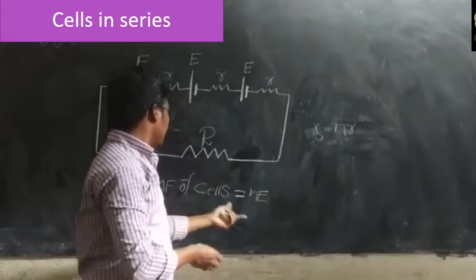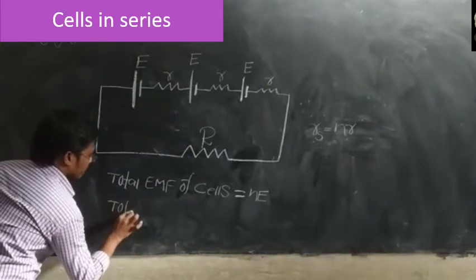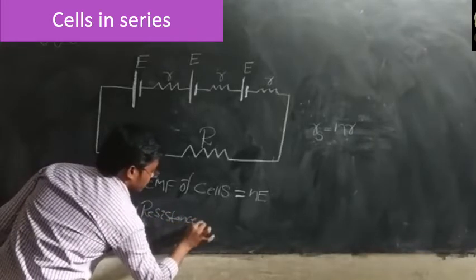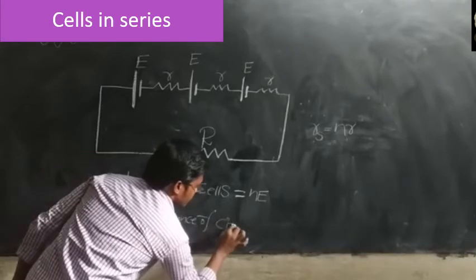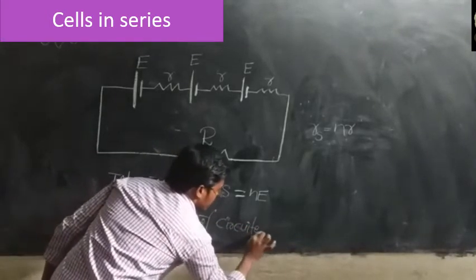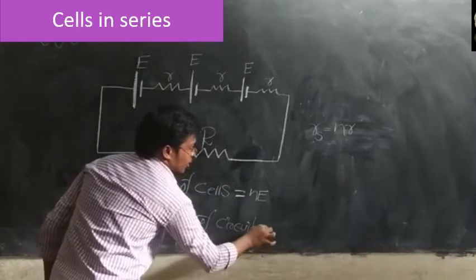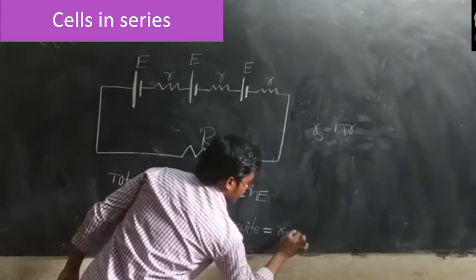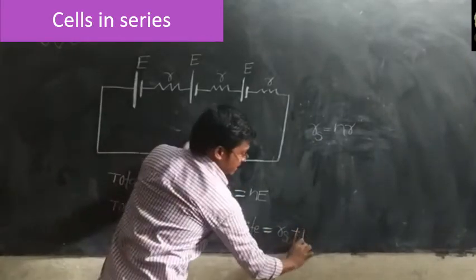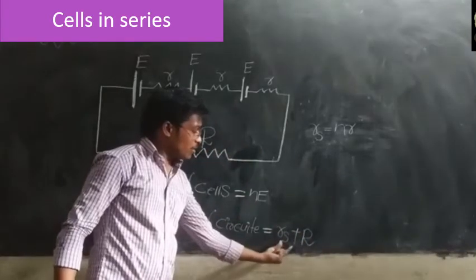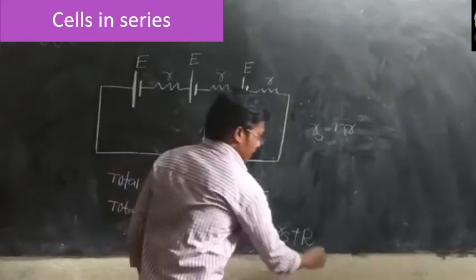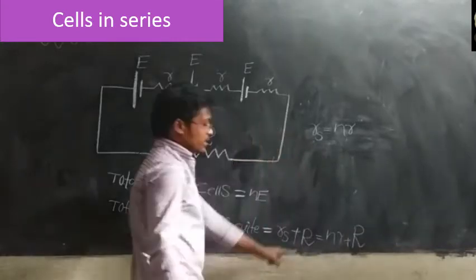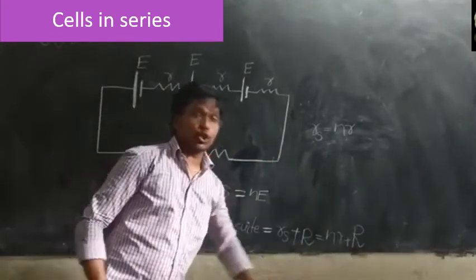So total resistance of the circuit is equal to the total resistance of this combination in series, RS, plus the external resistor capital R. We know the RS value is NR. So here substitute NR plus capital R. So this is the total resistance of the circuit.